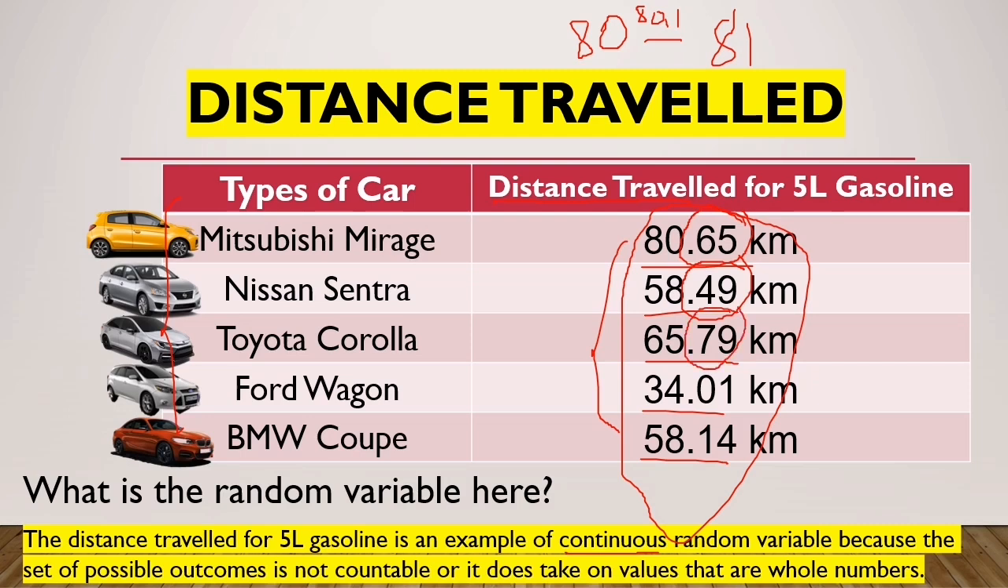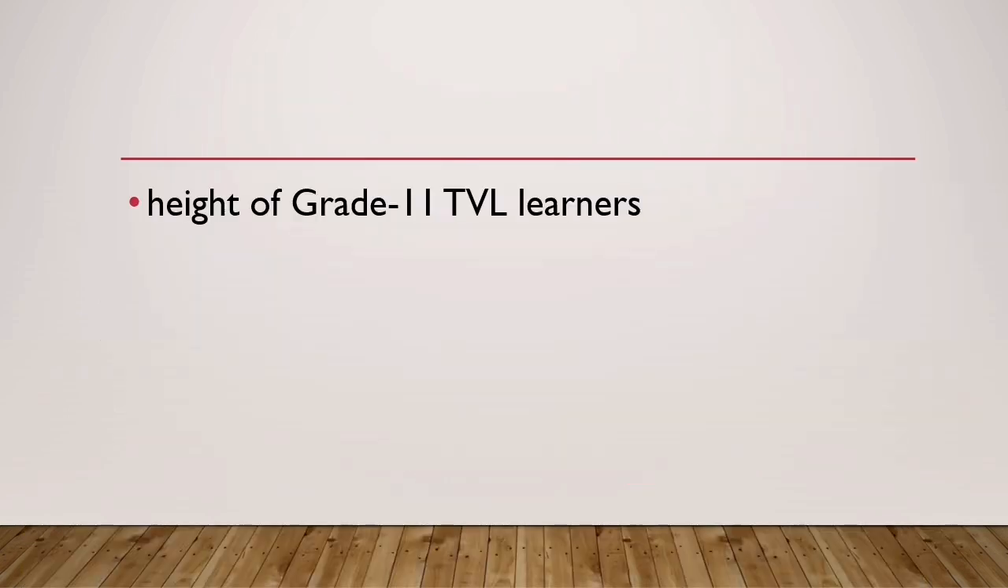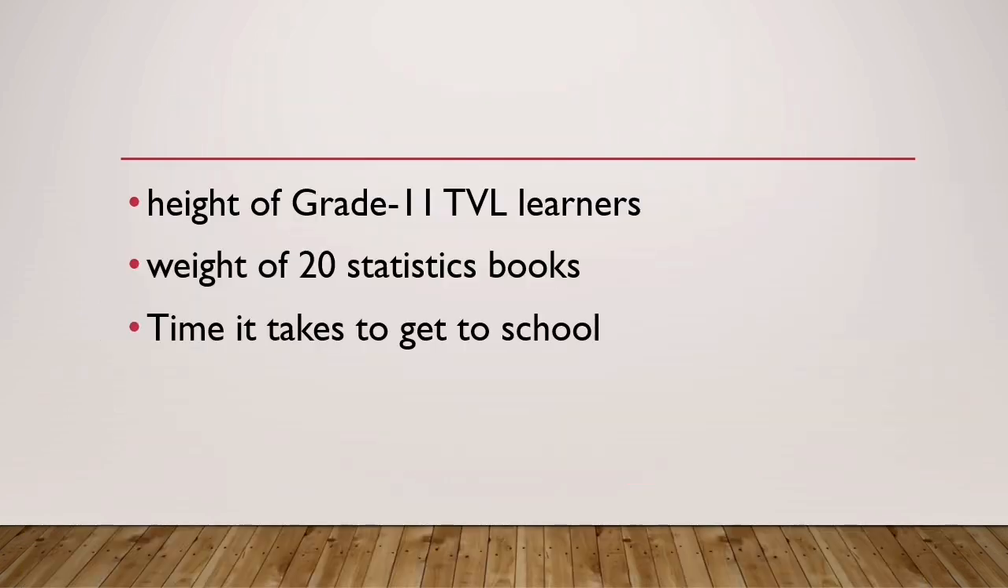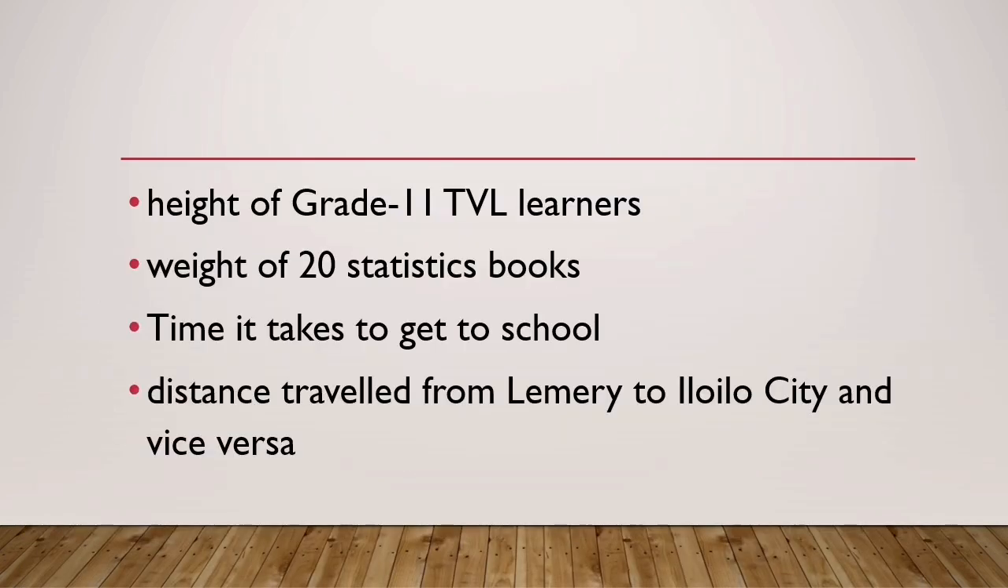It can take values between whole numbers. It does not take values as whole numbers. So this is an example of a continuous random variable. So we have here more examples of a continuous random variable.